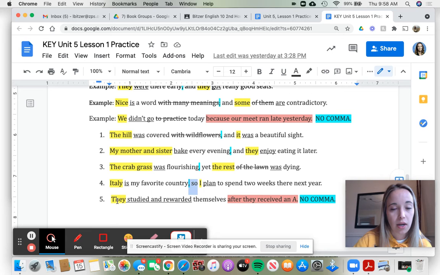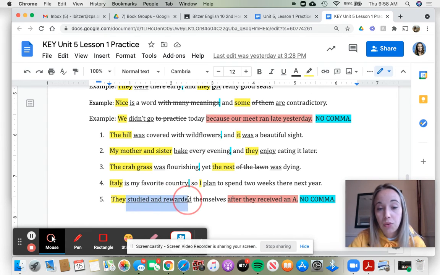And then the very last one, they, subject. Now again, kind of like number 2, just like you can have 2 subjects, you can have 2 verbs. Studied and rewarded are both the things that are happening. So they is our subject. What did they do? They studied and rewarded themselves. This is our independent clause. Makes sense on its own.